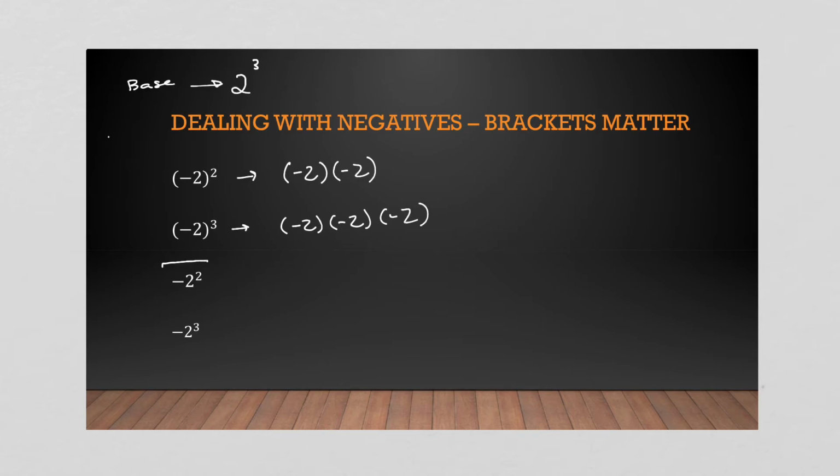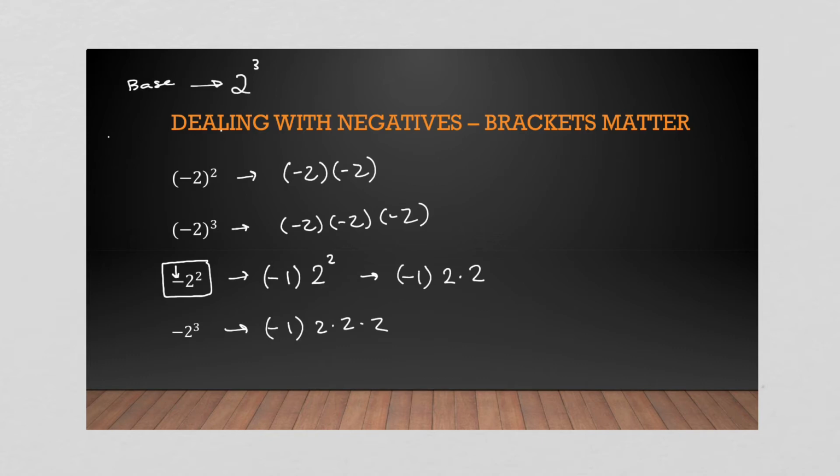But now here we do not have brackets, and this is an incredibly important distinction to make. The negative out front is not part of the exponent. It just means -1 times 2 squared. So it means -1 times 2 times 2. In this case, it means -1 times 2 times 2 times 2. You're going to see why that is such a huge difference later. So the brackets really matter.